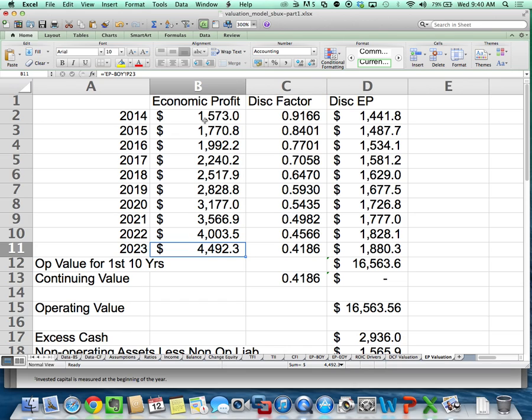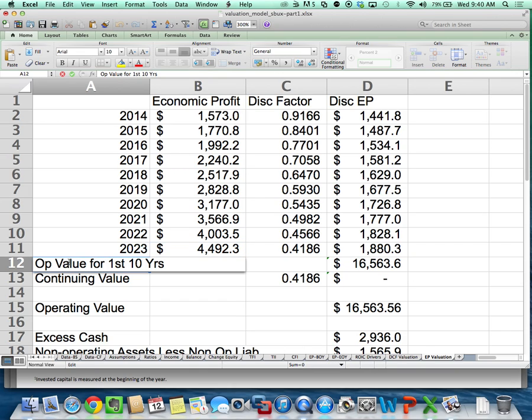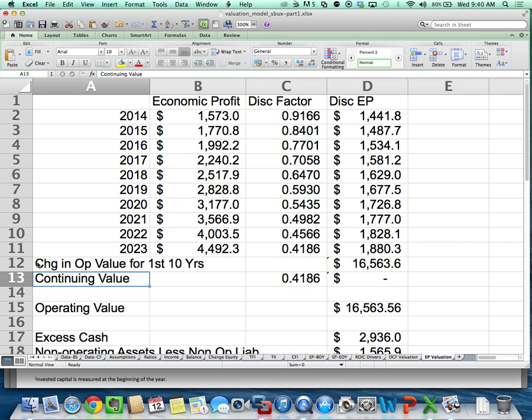All right, same cost of capital, same discount factor, discounted economic profits. So what I really have here is the change in operating value for the first 10 years. Again, economic profit is the one period change in value, or EVA, same thing. So what I now have is the forecast for the change in value for the first decade, and I need the same thing in continuing value. I need the change in value into perpetuity.